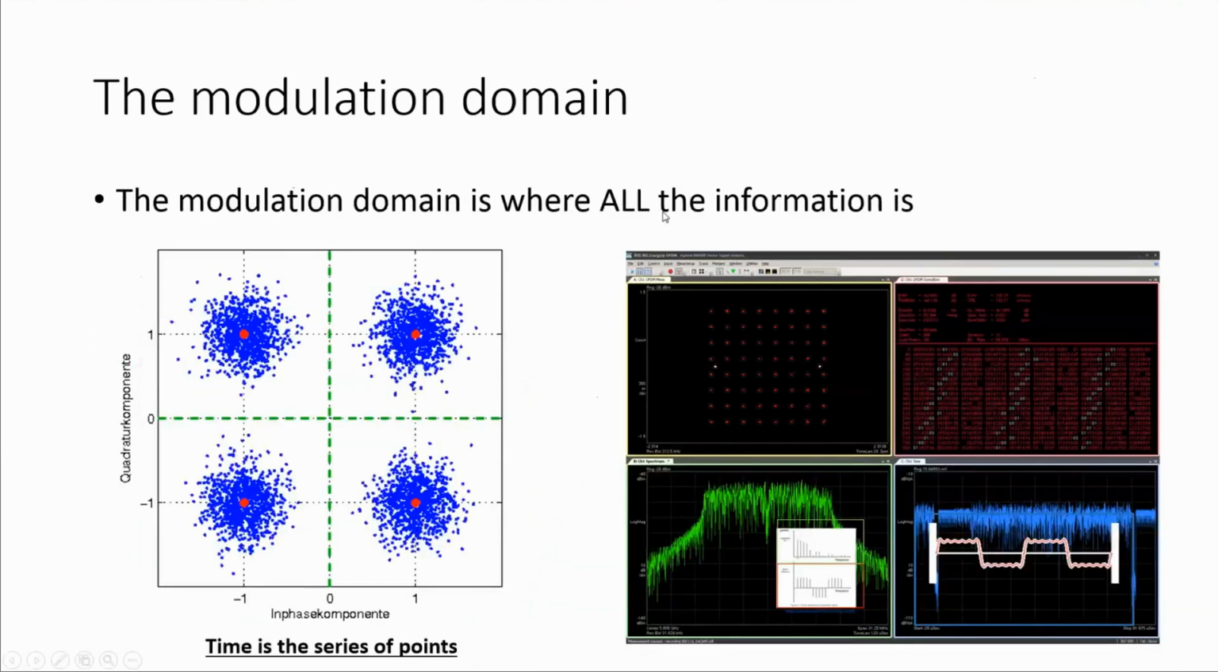Modulation domain is where all the information is. The carrier doesn't really have any information other than whether it's present or not. Modulation domain, which is how the carrier changes, contains the information. So here we have a time domain signal, we have a frequency domain signal, here's some data, but this is the thing we're after. This signal here actually consists of all these states.